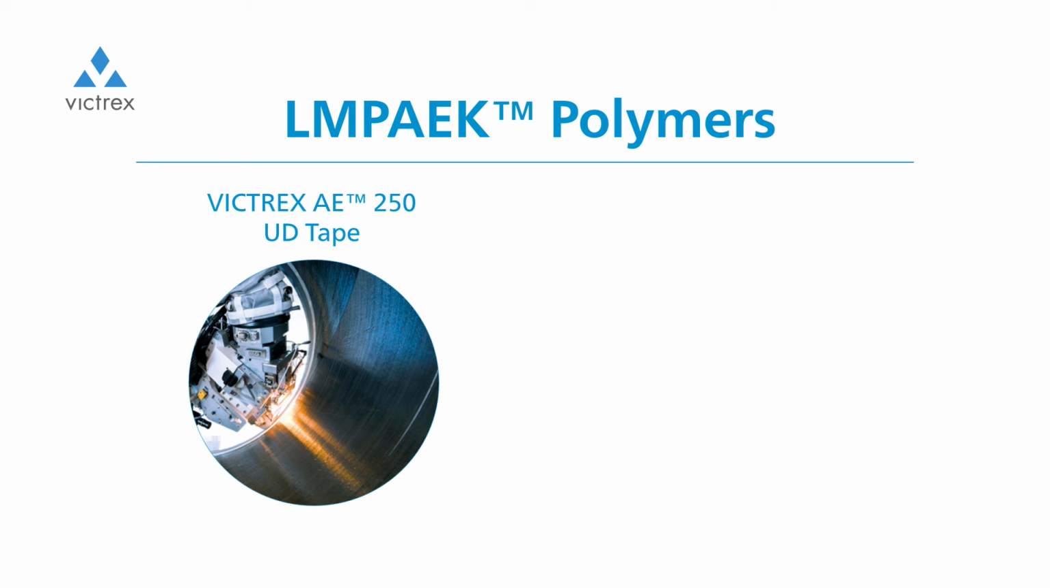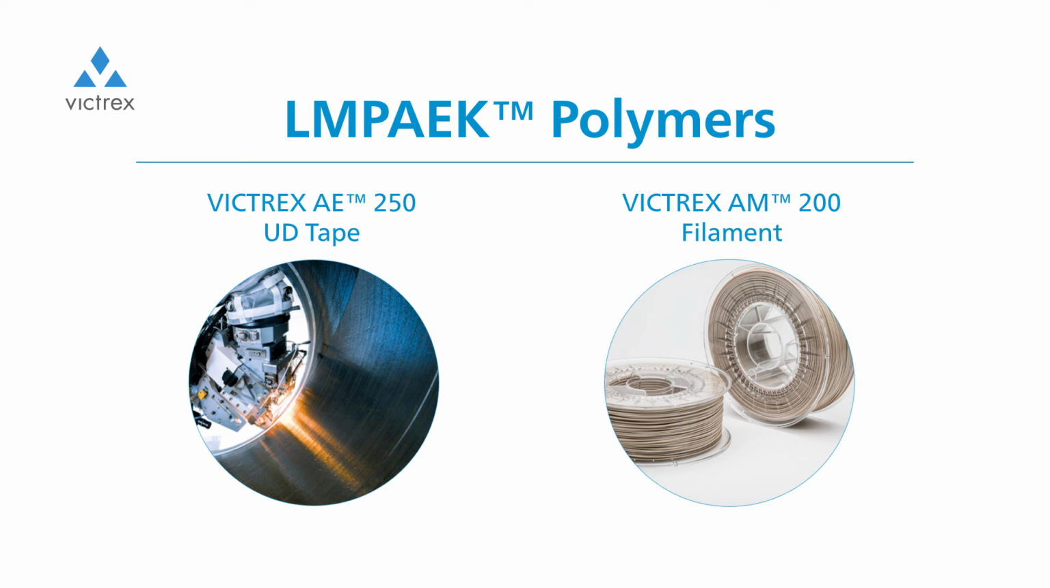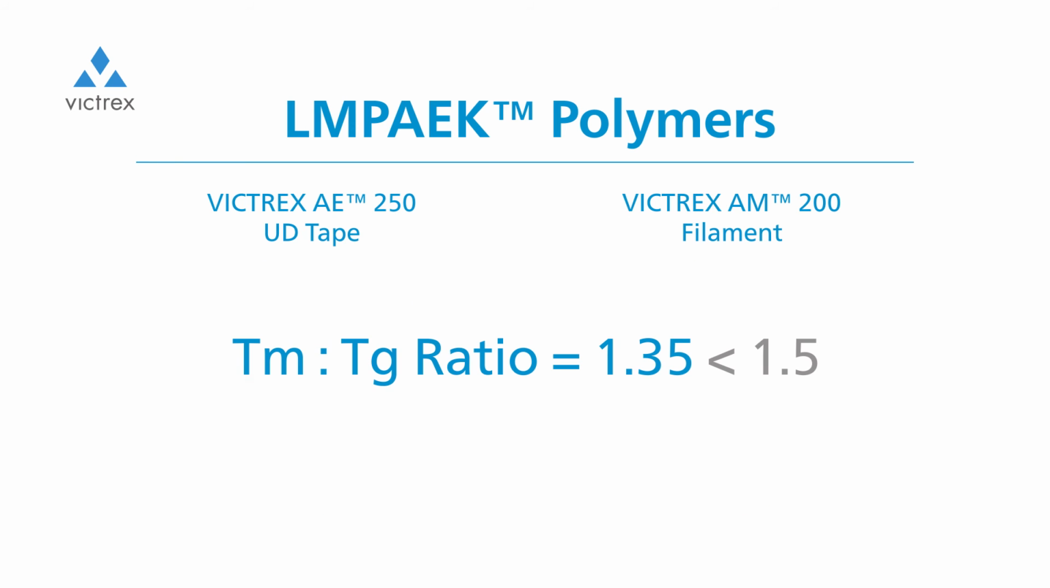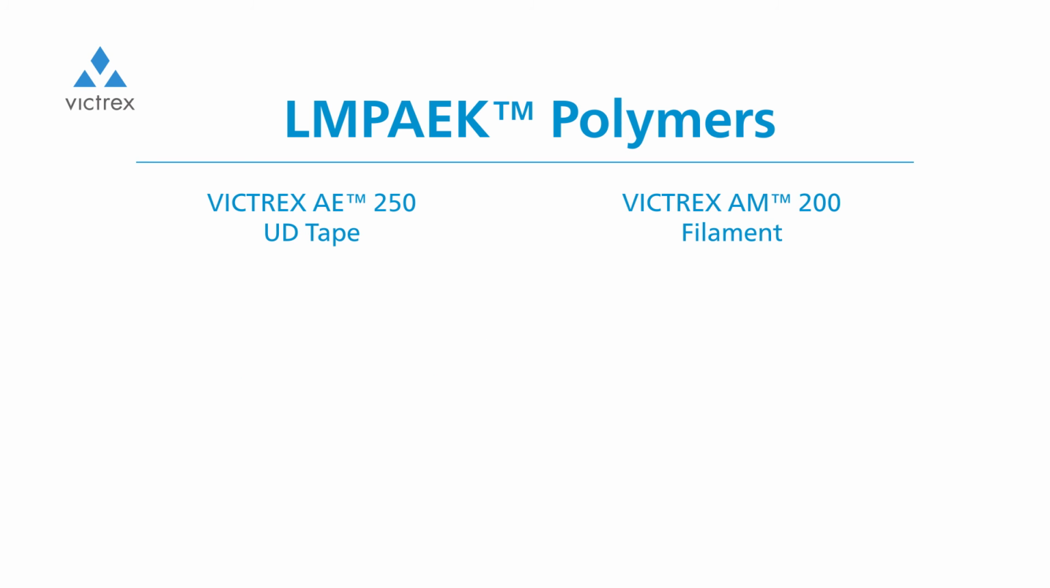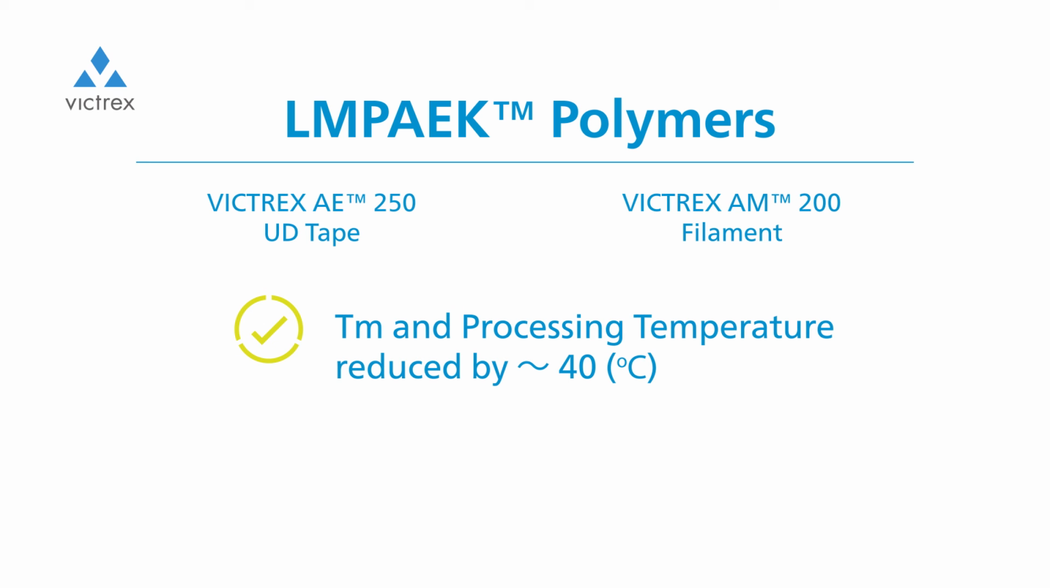It's used in Victrex AE250 UD tape and Victrex AM200 filament. These polymers typically have a lower TM to TG ratio of 1.35, and that means the TM and a processing temperature reduced by 40 degrees Celsius, but a TG that is at least as good as PEEK.